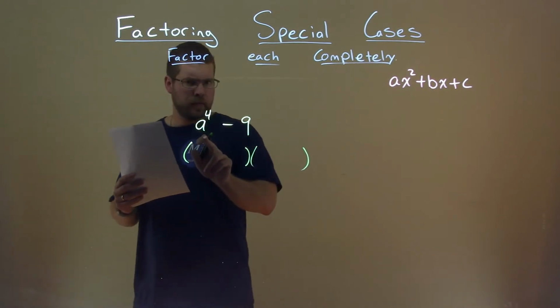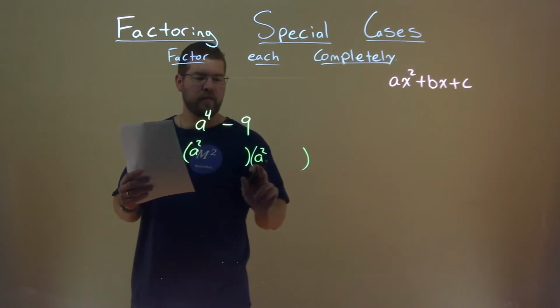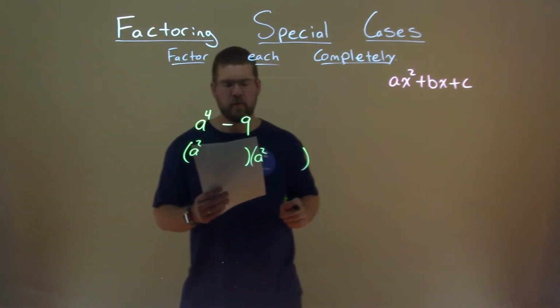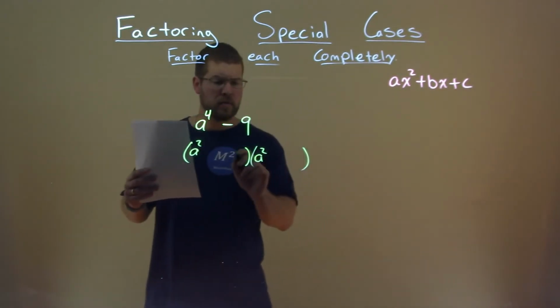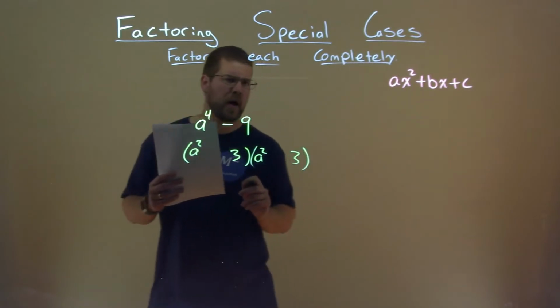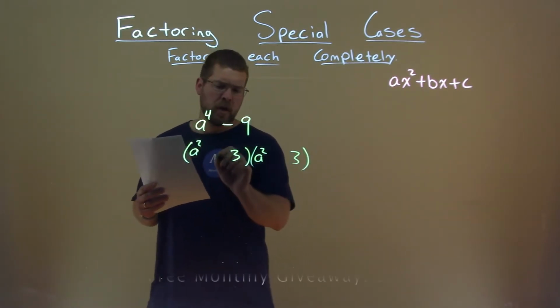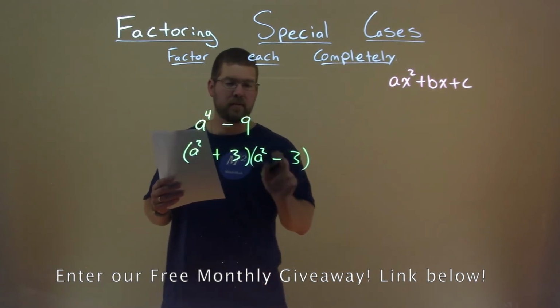Square root of a to the 4th is a squared. So if I have a squared here and a squared here, a squared times a squared gives me a to the 4th. Now the 9. Well, square root of 9 is 3. It's a perfect square. So 3 here, 3 here. 3 times 3 gives me a positive 9, but I need a negative 9. So if I make this a plus, that a minus, 3 times a negative 3 is a negative 9.